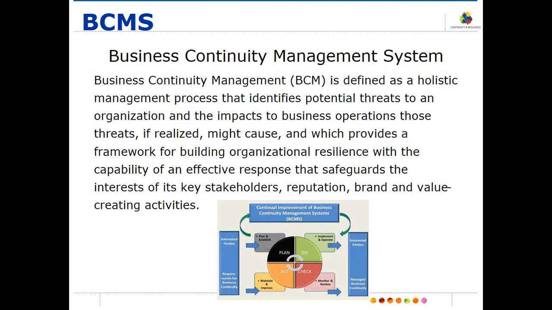creating activities. In a nutshell, we foresee the problems that can happen to the operations of my business, and we take some steps by which the impact of those situations happening would be minimal on my business continuity and my business operations, and I keep continuing with my business, safeguarding my key stakeholders' interests, my reputation, my brand, and value creation activities. So that was ISMS and BCMS.